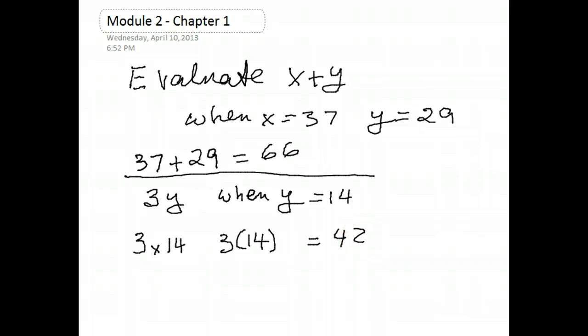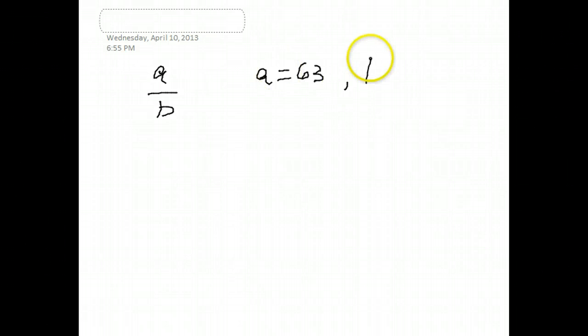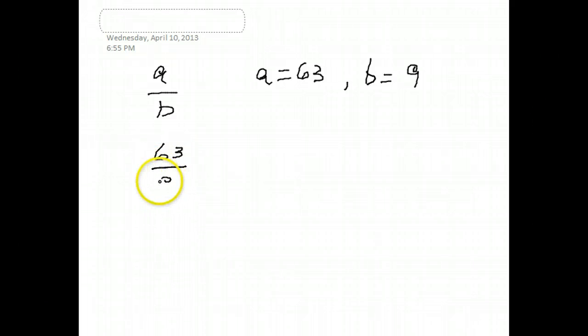So let's look at another problem. So here we have evaluate a over b when a is equal to 63 and b is equal to 9. So a over b is a fraction, or actually a division. So we just write 63 on top, we write 9 on the bottom, and 63 divided by 9 is 7.